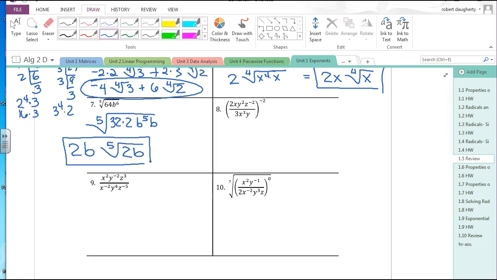Number 8, I've got lots of exponents, lots of negative ones. The first thing I want to do is take care of this negative exponent out by itself. To make that a positive exponent, I basically just flip everything: 3x cubed y over 2xy squared z to the negative 2, all squared.